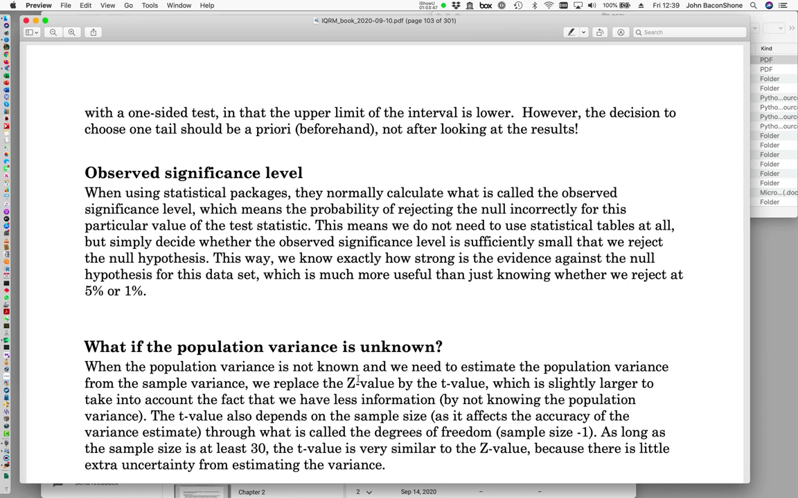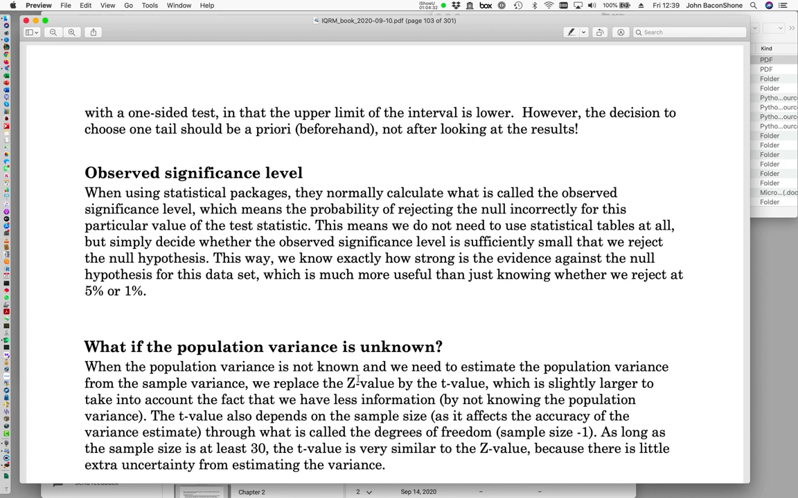Now, the other thing I mentioned was that if the population variance is unknown, then we need to use the student's t-test. When the population variance is not known and we've estimated it from the sample variance, we replace the Z value by a t value, which will be slightly larger and takes into account the fact that we have less information because we don't know the population variance. This t value is a little bit more complicated because it also depends on the sample size, because the sample size affects the accuracy of the variance estimate. So we use something called the degrees of freedom, which is the sample size minus 1.